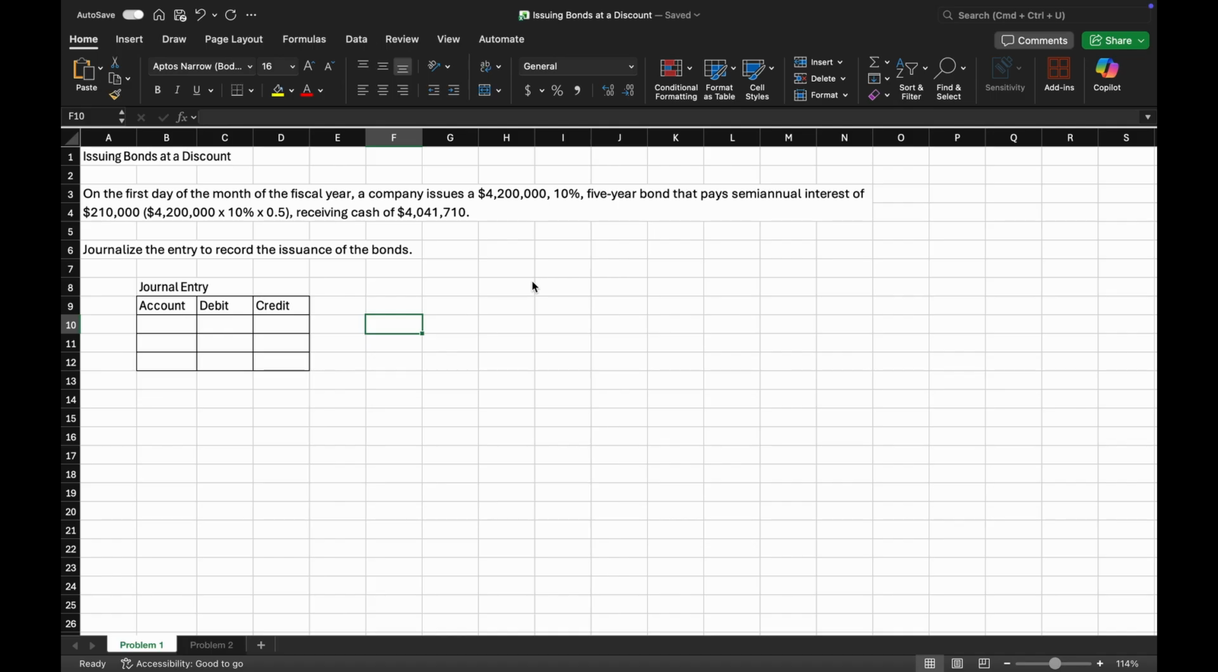Let's get into it. On the first day of the month of the fiscal year, a company issues a $4,200,000 10% 5-year bond that pays semi-annual interest of $210,000, which comes from $4,200,000 times 10% times 0.5, receiving cash of $4,041,710. Your job is to journalize the entry to record the issuance of the bonds.